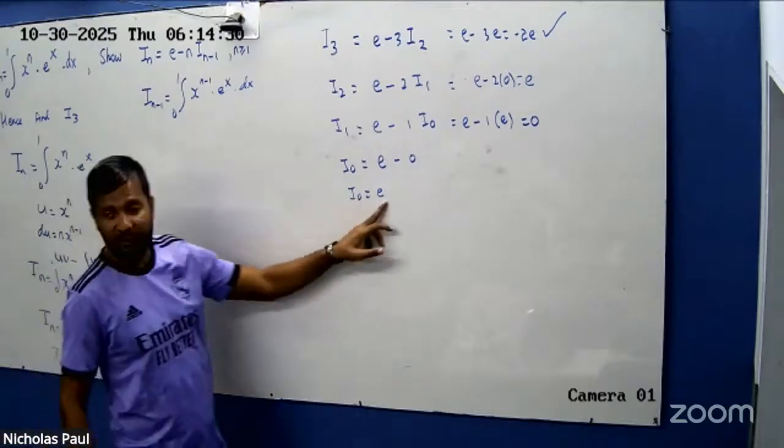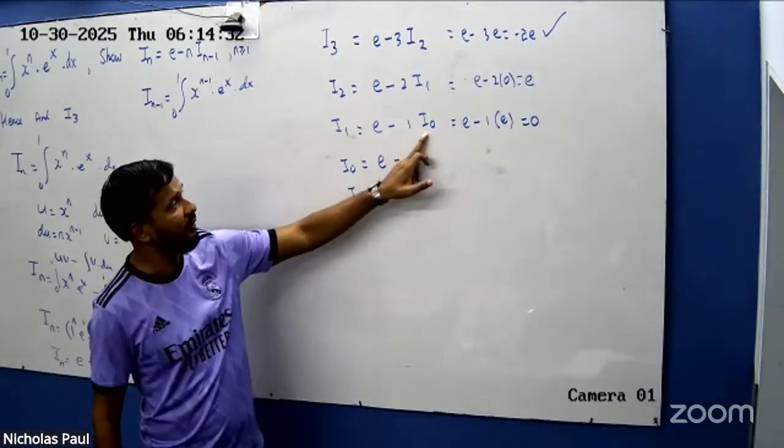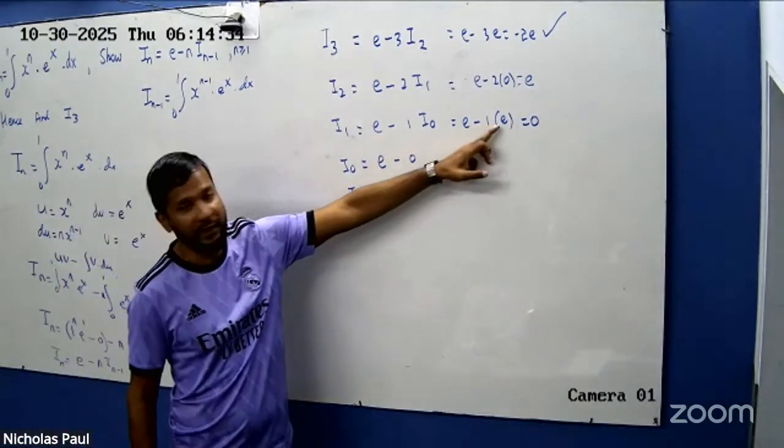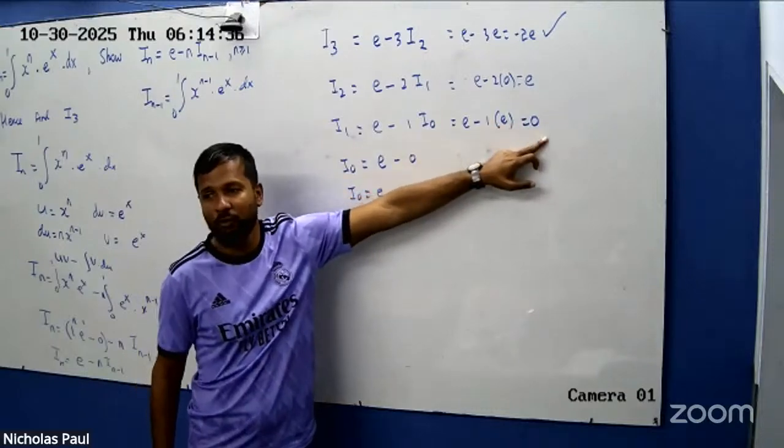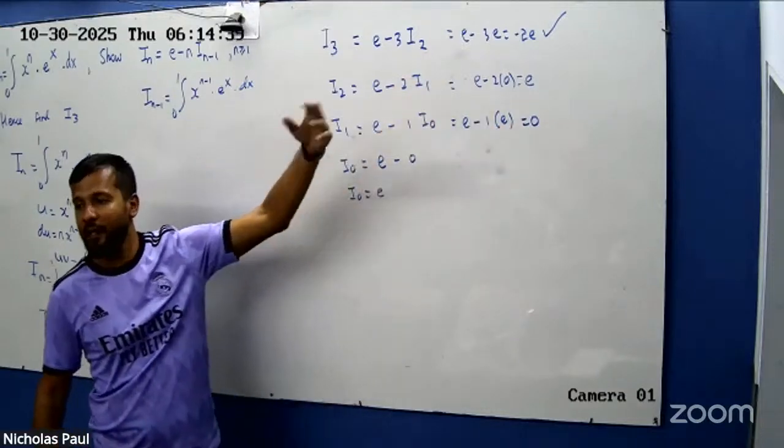I0 is E. So I put E here. E minus 1E, and I end up with 0. And then I put 0, and I end up with 0.